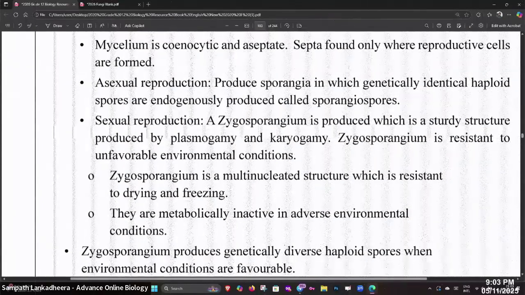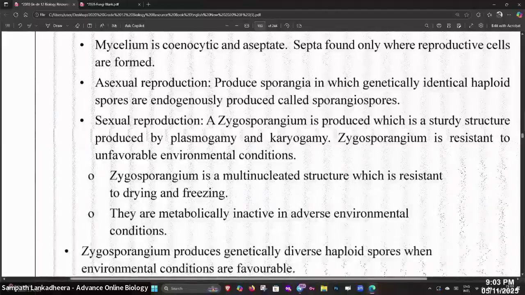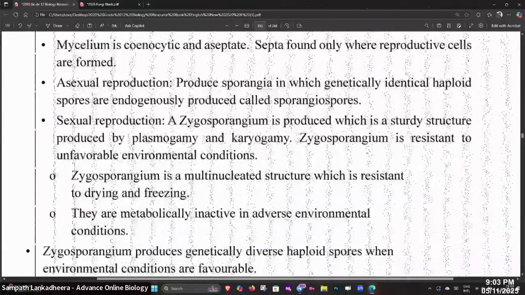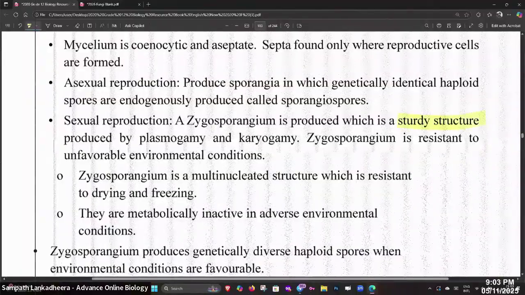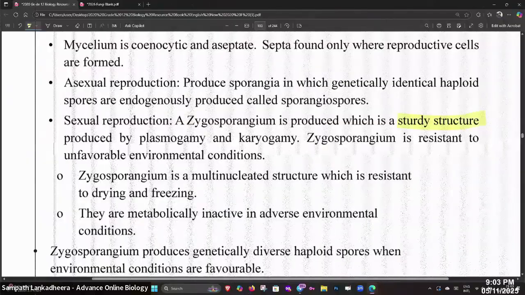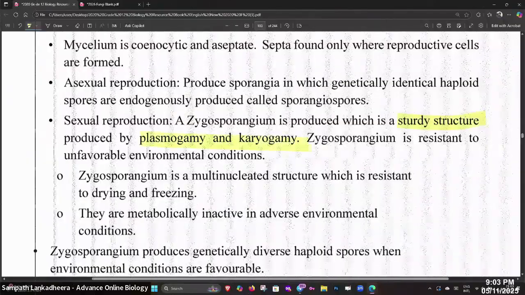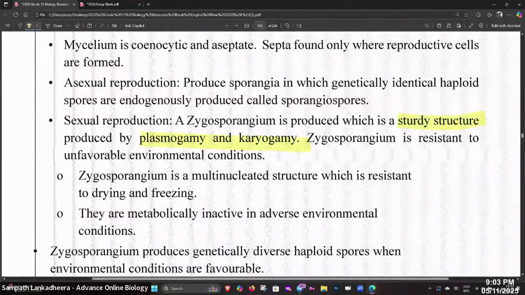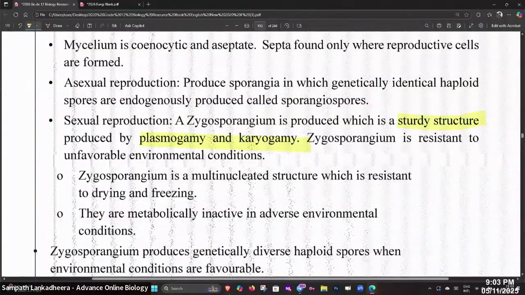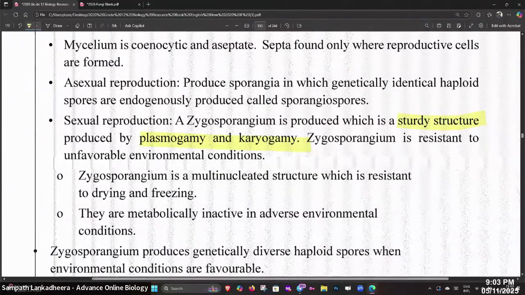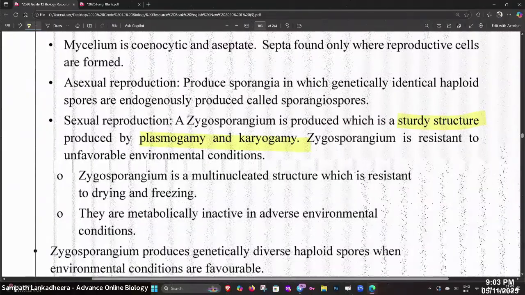Asexual reproduction produces sporangia, which are genetically identical haploid. Sexual reproduction produces a zygosporangium, which is a sturdy structure. Sturdy means what, people? Tough structure. Produced by plasmogamy and karyogamy. Plasmogamy means cytoplasmic fusion. Karyogamy means nuclear fusion. Zygosporangium is resistant to unfavorable environmental conditions.